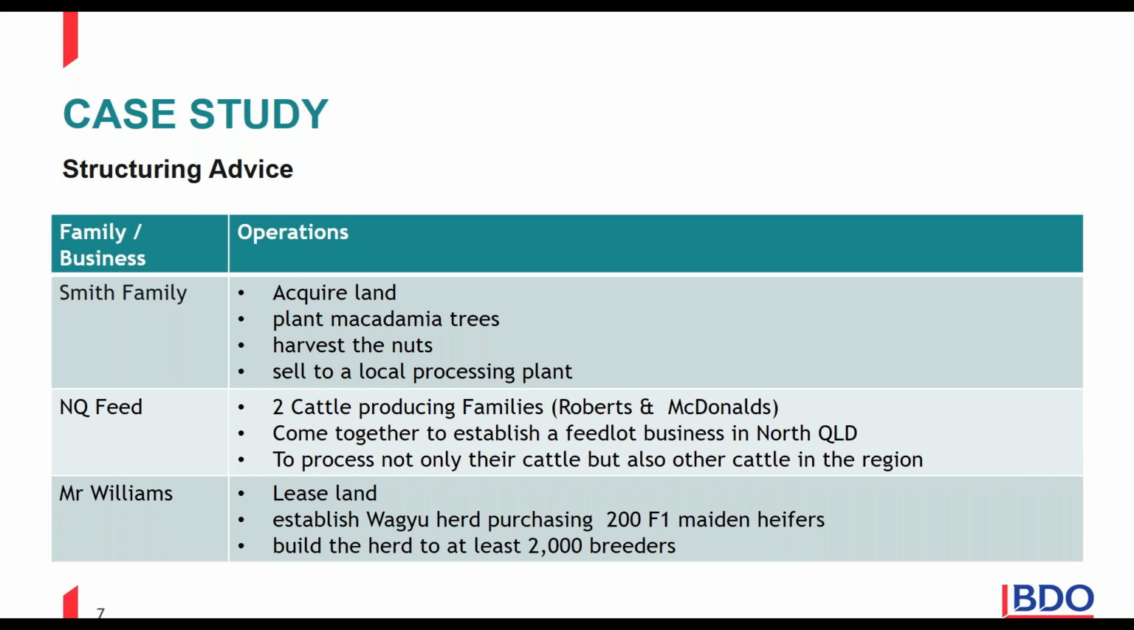NQ Feed. So this is 2 cattle-producing families that are coming together because they've seen an opportunity to establish a feedlot in North Queensland to process not only their cattle but also other cattle in the region. And then there's Mr. Williams. So Mr. Williams is wanting to lease some land and establish a Wagyu herd. He's going to start with about 200 F1 maiden heifers and then build the herd to at least 2,000 breeders at this stage. So that's what they've come into us as an outline of the case study.